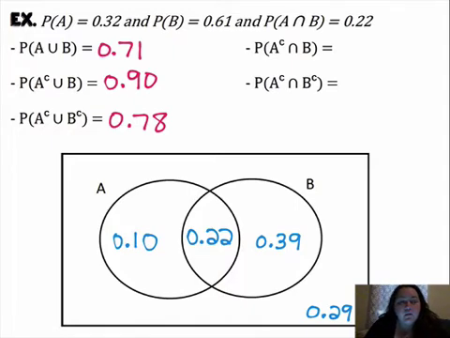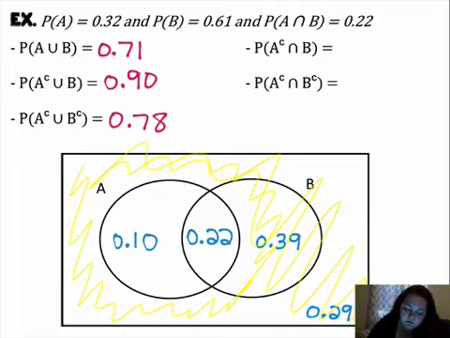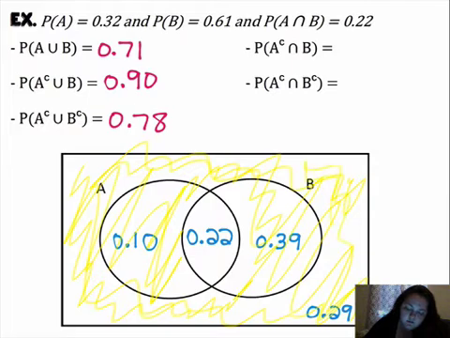All right, and then the next one, the probability of the complement of A or the complement of B. So it's everything that's not in A, so it can't be in A, or anything that's not in B. If it's not any bit of A, or not any bit of B, the complement is 0.10, 0.39, and 0.29 altogether. Anywhere that was highlighted with the or, the unions, is what I'm looking for. So 0.78.